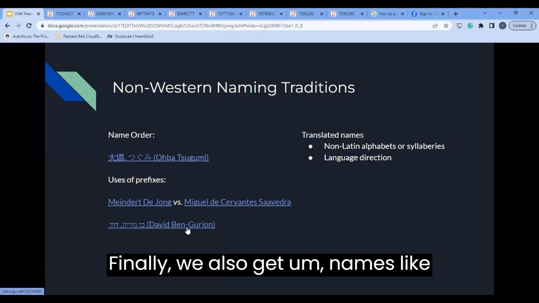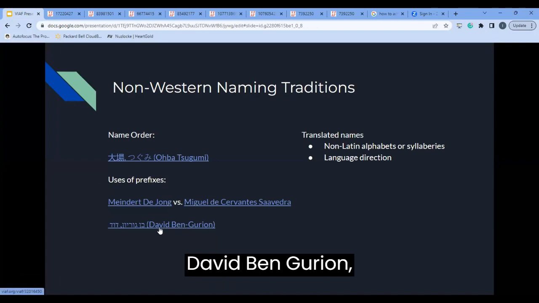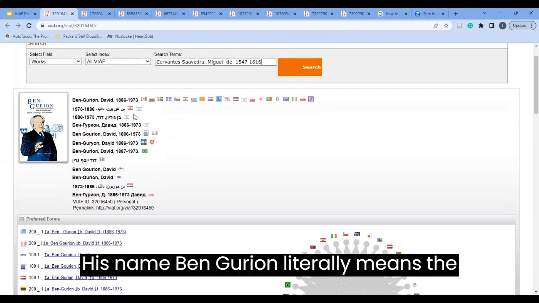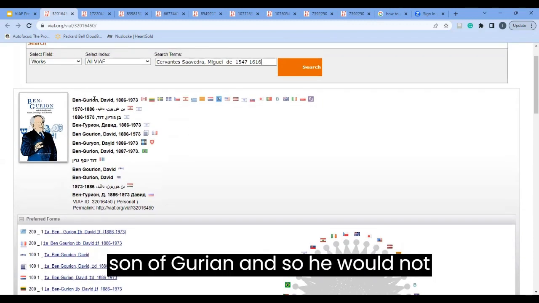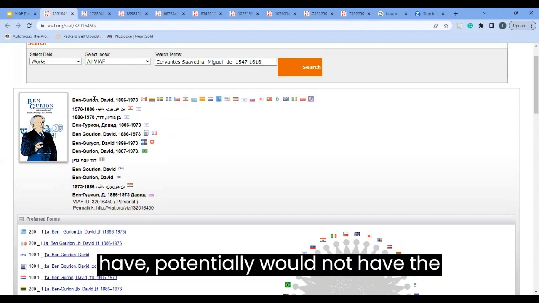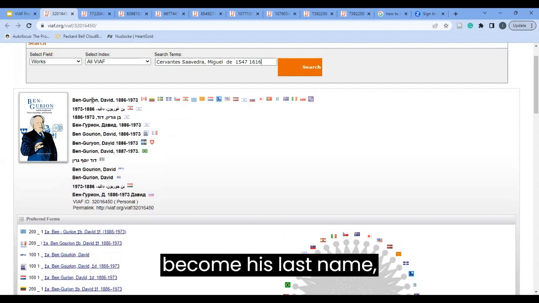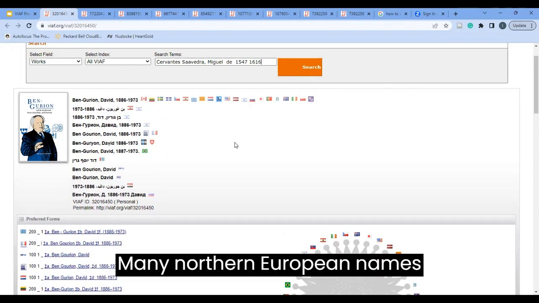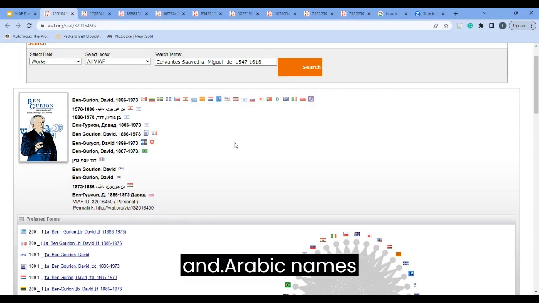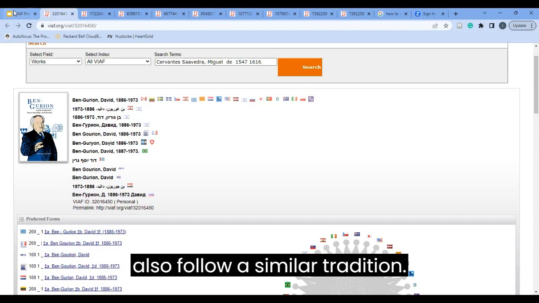Finally, we also get names like David Ben-Gurion. He is a Jewish writer. His name Ben-Gurion literally means the son of Gurion. And so he potentially would not have the same last name as either of his parents, but his father's personal name would become his last name. Many Northern European names and Arabic names also follow a similar tradition.